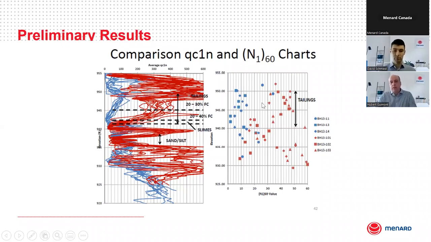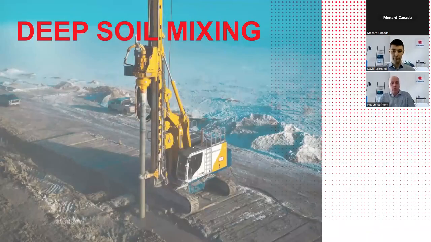So that's the first example, showing, I believe, a good example of a stability upgrade. This one is for earthquake or seismic upgrade. And now I'm going to show you another type of example using deep soil mixing.